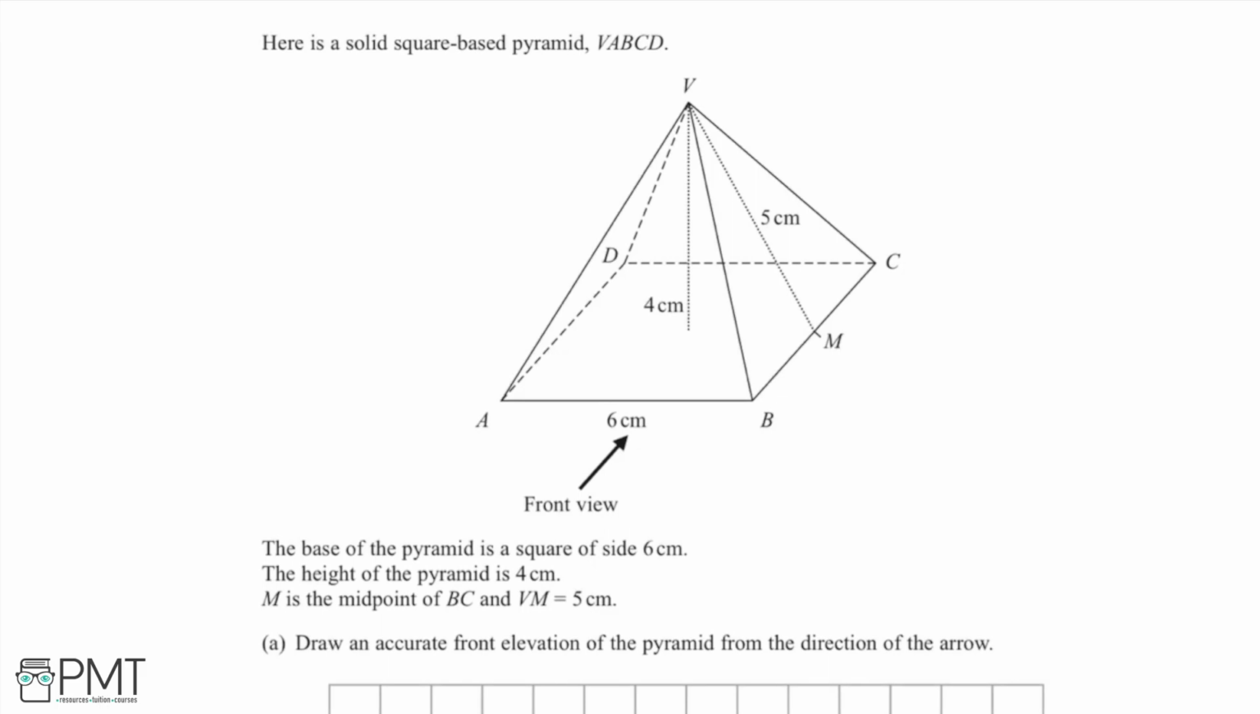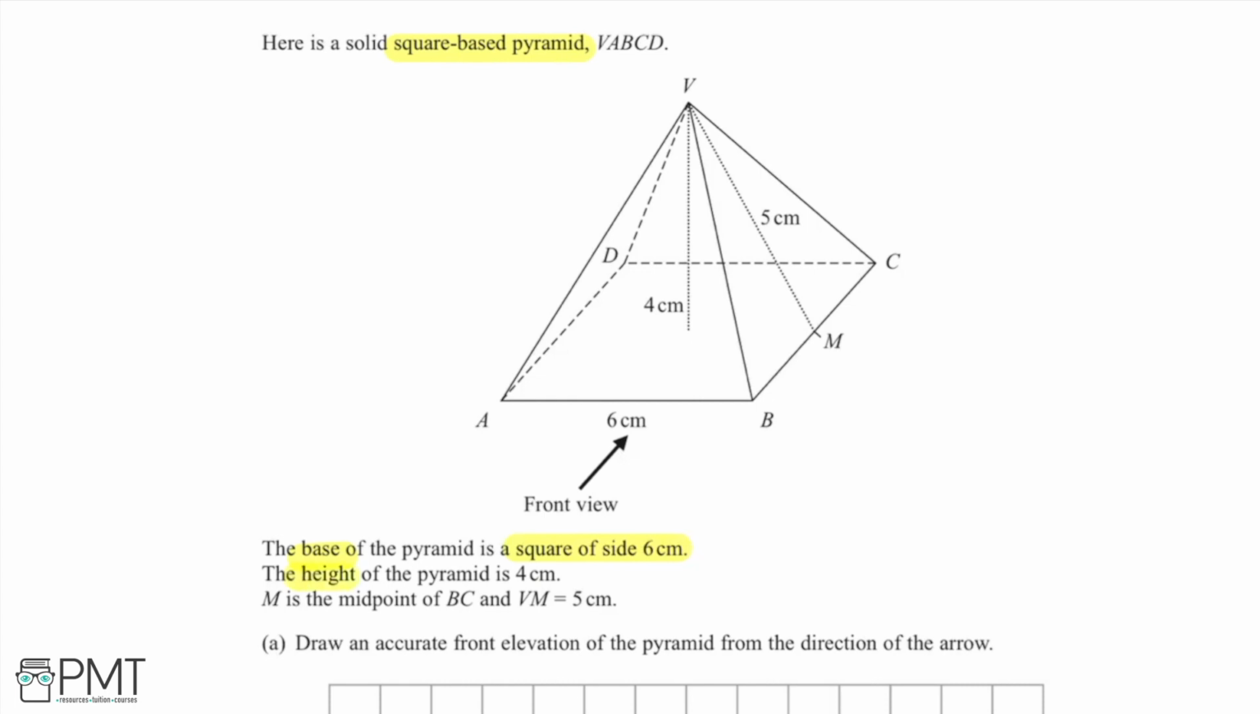So here I'm showing a solid square-based pyramid, which is the diagram below. And I'm told that the base of the pyramid is a square of side 6 centimetres. So I can see that here. This length is 6 centimetres, and then this length, and this length are also all 6 centimetres because the base is a square.